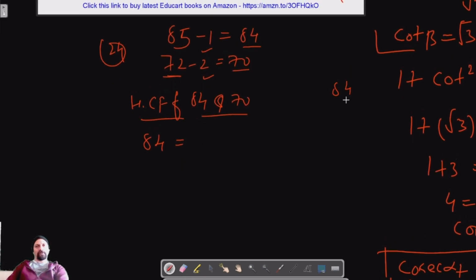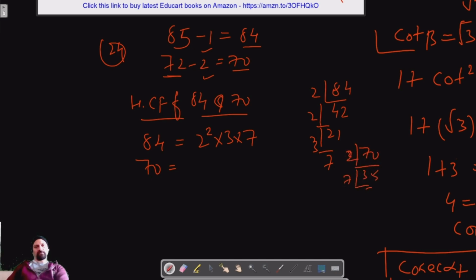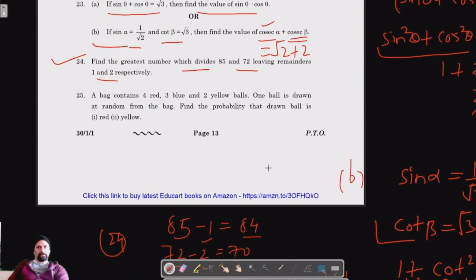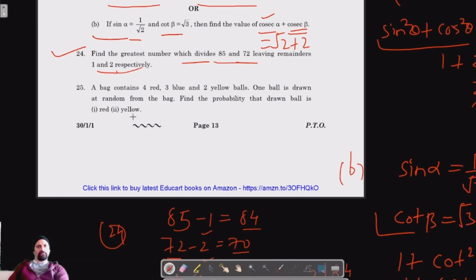So 84, if we factorize, is 2 into 42, and 42 is 2 into 21, and 21 is 3 into 7. So this is 2 square into 3 into 7. And 70 divided by 2 is 35, and 7 fives are 35, so it is 2 into 7 into 5. So the HCF is 2 into 7: between 2 square and 2 the smallest is 2, and common in both is 7. So the HCF is 14. So 14 is the greatest number which divides 85 and 72, leaving 1 and 2 in each case.